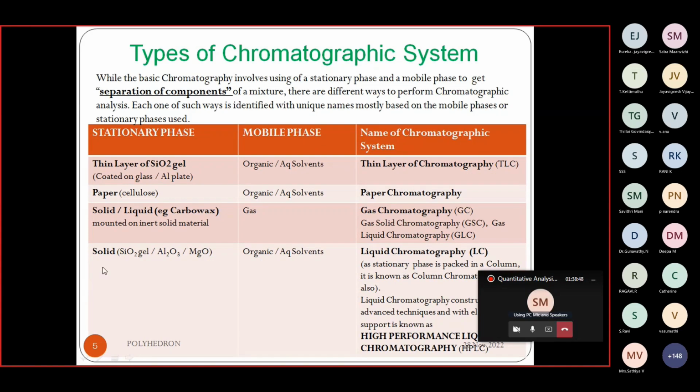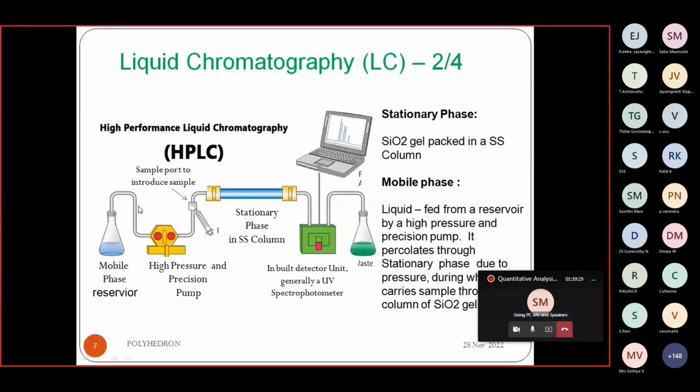In this, as I explained, solid is the stationary phase, which may be silica gel or alumina or magnesia. Again, the mobile phase is organic or aqueous solvents. In this also, we can use triethylamine, ammonia, and buffer solutions as aqueous solvents, and organic solvents will also be used. If the same liquid chromatography is automated using a pump and electronic backup, then it is called high performance liquid chromatography. So I'm going to explain how HPLC looks.